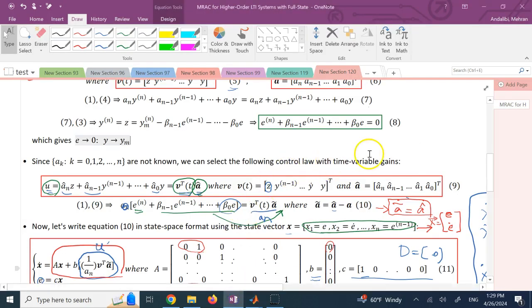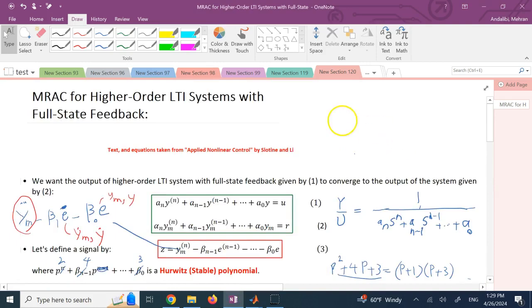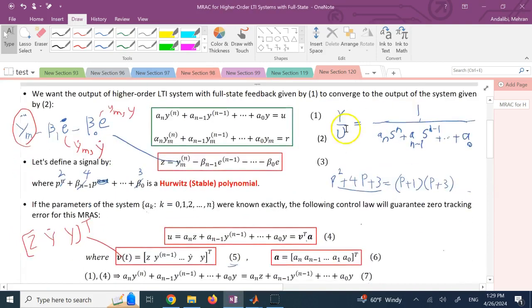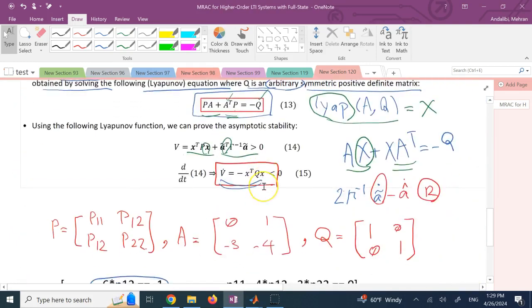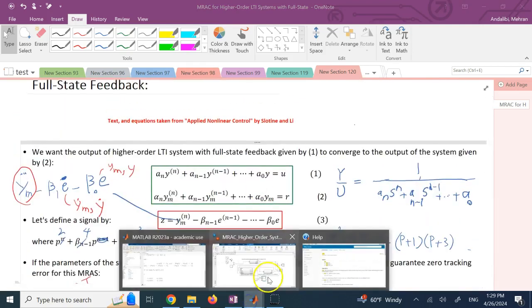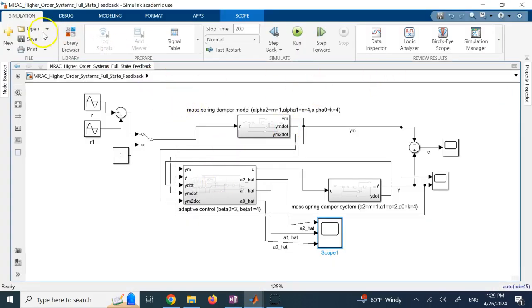So now you can do it for any linear higher order system as long as you follow what we had in this lecture, and I'll give you this file to download and to play with and learn from it.